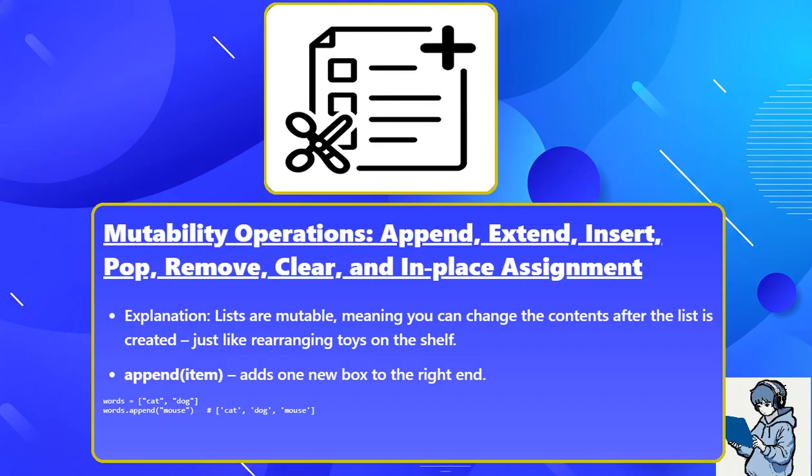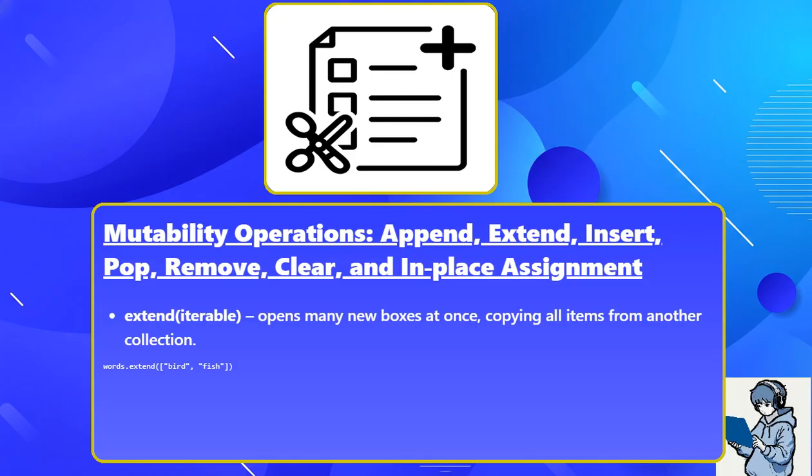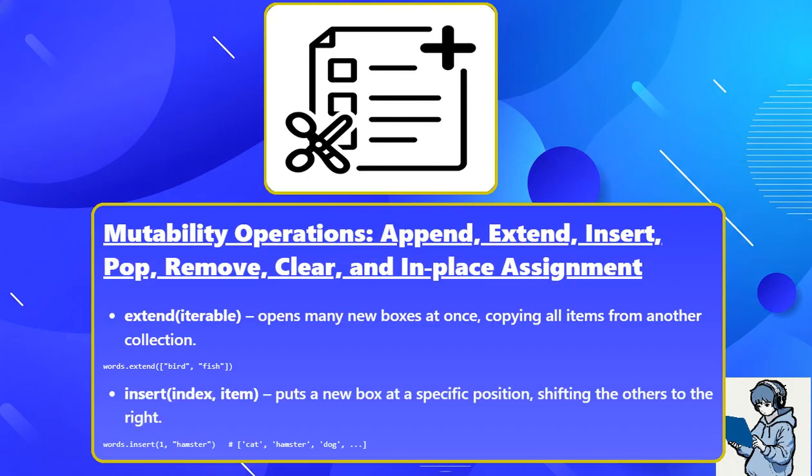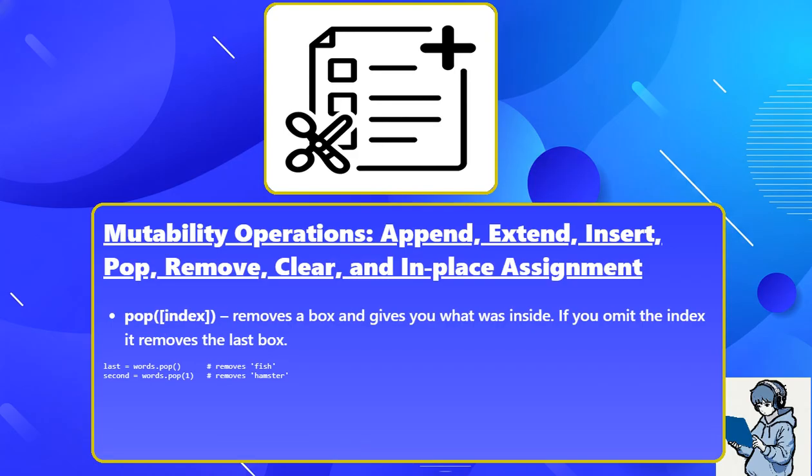words = ["cat", "dog"]. words.append("mouse"). extend(iterable) opens many new boxes at once, copying all items from another collection. words.extend(["bird", "fish"]). insert(index, item) puts a new box at a specific position, shifting the others to the right. words.insert(1, "hamster"). pop(optional index) removes a box and gives you what was inside. If you omit the index, it removes the last box.